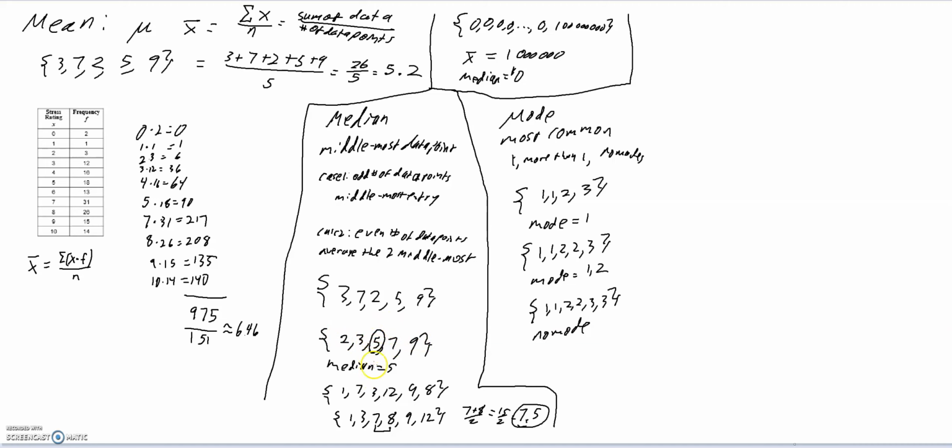Okay. Then as another example, 1, 7, 3, 12, 9, and 8. We arrange that from least to greatest, 1, 3, 7, 8, 9, 12. And then to take the median here, because there are an even number of data points, we have to average the two middlemost. So 7 plus 8 is 15, divided by 2 is 7.5.